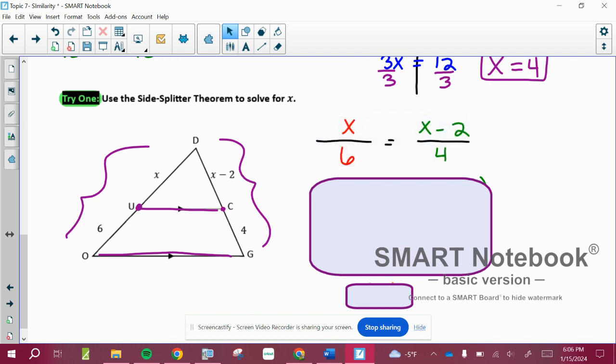Okay, if you did it right, it should look something like this. X over 6, the left side numbers, over x minus 2 over 4, the right side numbers. So now, finish this question. Go ahead and solve for x.